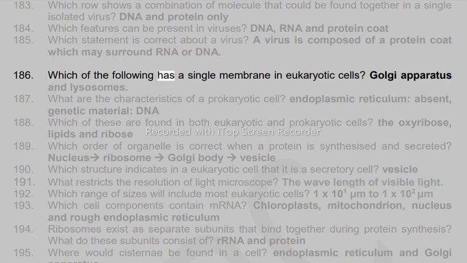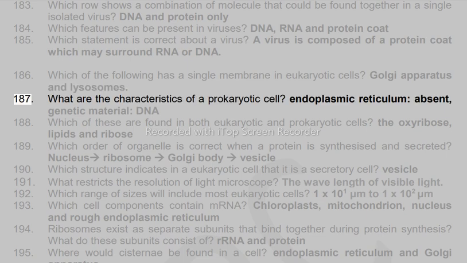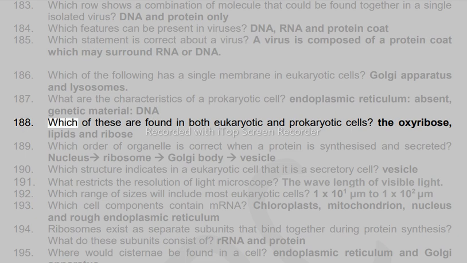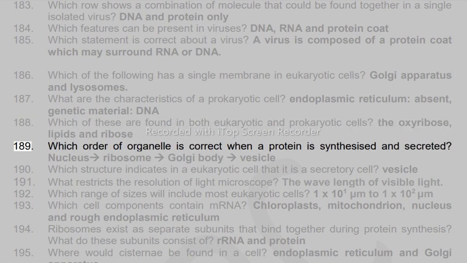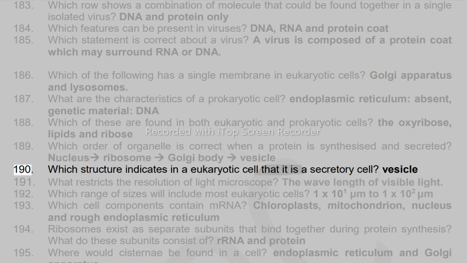186. Which of the following has a single membrane in eukaryotic cells? Golgi apparatus and lysosomes. 187. What are the characteristics of a prokaryotic cell? Endoplasmic reticulum absent, genetic material DNA. 188. Which of these are found in both eukaryotic and prokaryotic cells? Deoxyribose, lipids and ribose. 189. Which order of organelles is correct as a protein is synthesized and secreted? Nucleus, ribosome, Golgi body, vesicle.